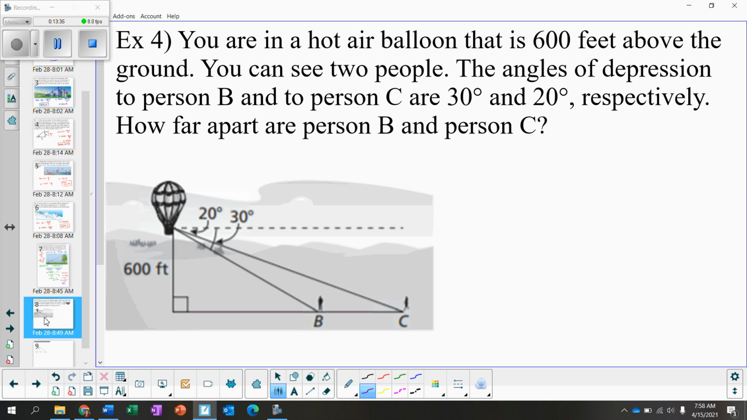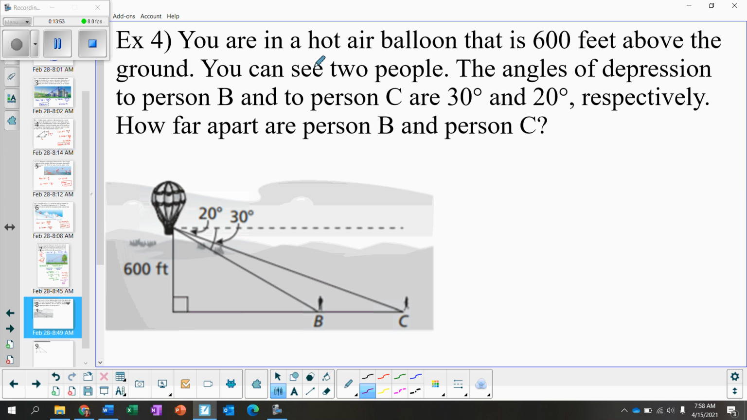If you're in a hot air balloon that's 600 feet above the ground, you can see two people. The angles of depression to person B and person C are 30 degrees and 20 degrees, respectively. How far apart are person B and C?